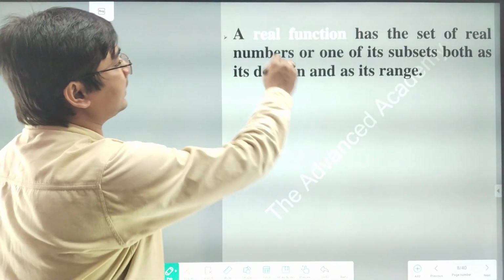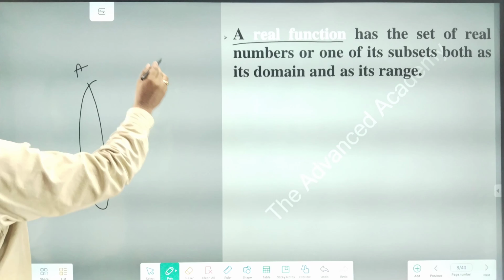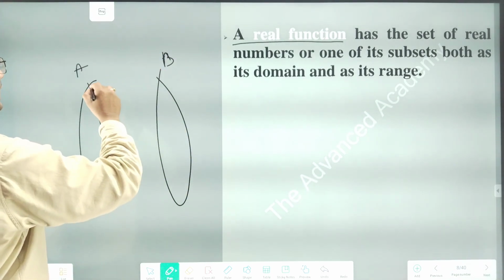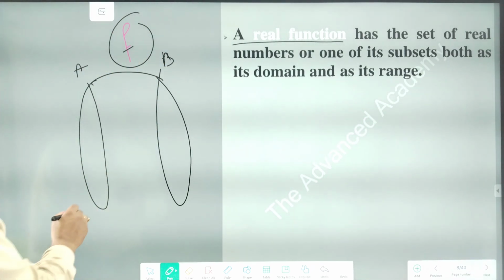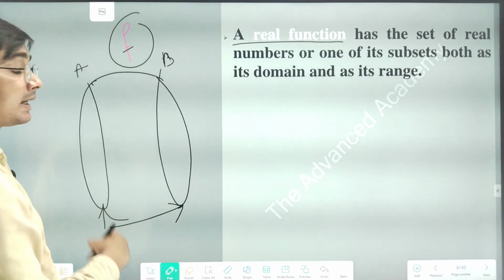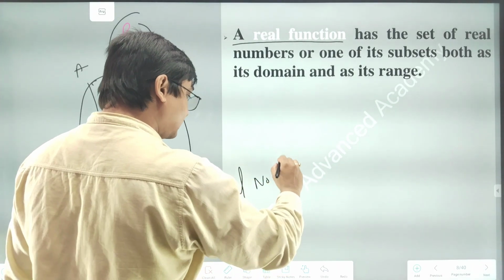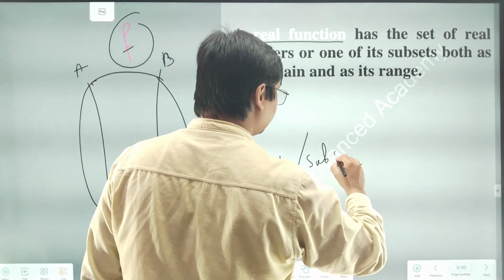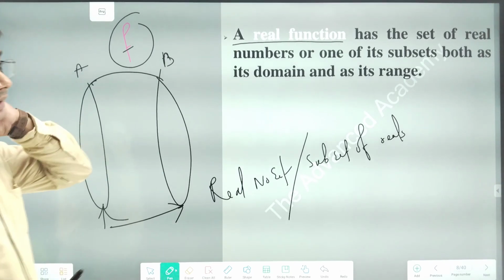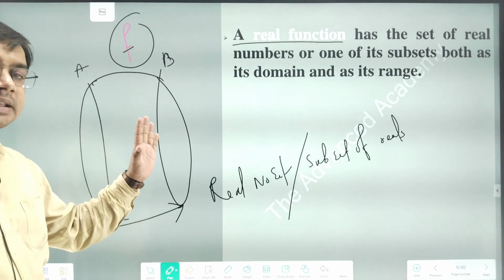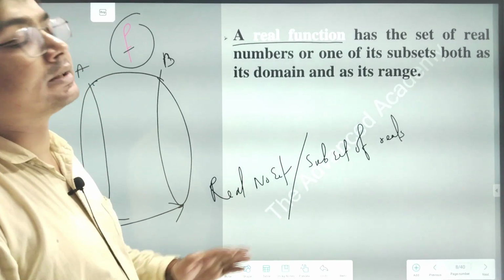Okay, now you see real function. Real function is nothing but, suppose this is a set A and this is a set B, and here f is a function, then this function f is called a real function if we consider that the domain and codomain are real numbers, that is, the real number set or a subset of reals. If the domain and range set are a subset of real numbers, then we call the function a real function.